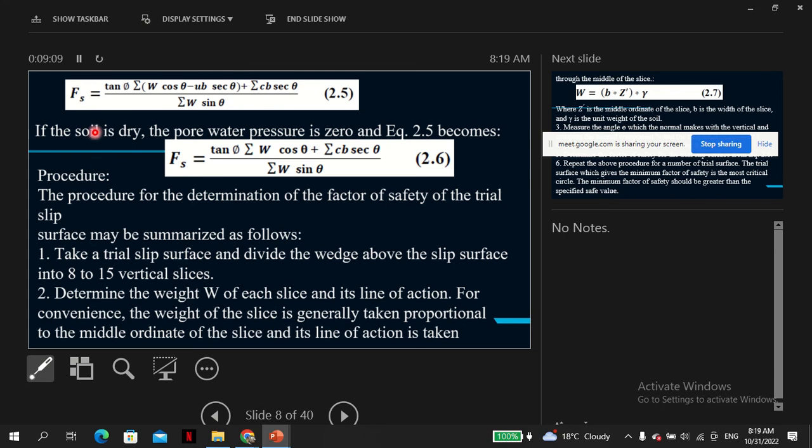In fact, here we also use forces, but you can also combine this into moments. So what do you do? Moments. You just multiply this by the radius.